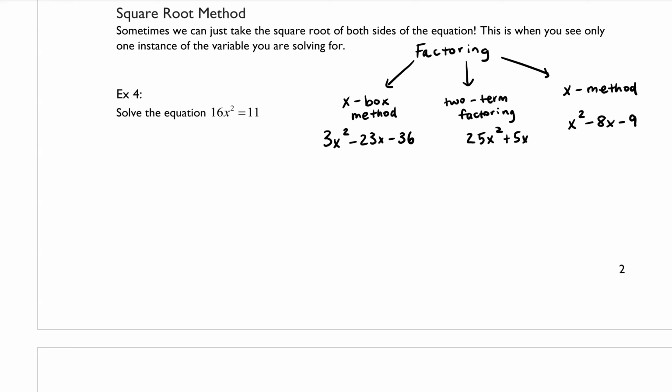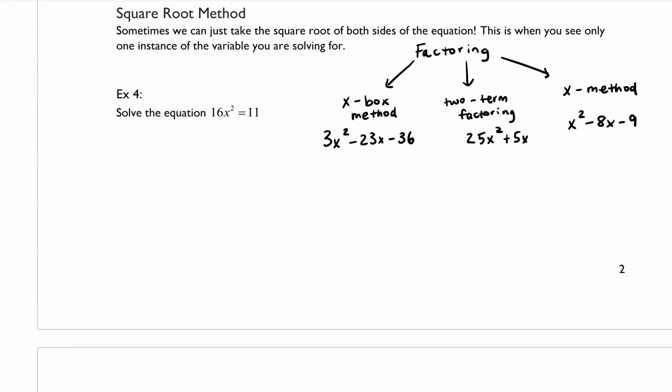The next method that we're going to talk about is the square root method. So sometimes we can just take the square root of both sides of the equation. This is when you only see one instance of the variable that you are solving for. So notice here we only have an x squared term, but we don't have any other x's there.